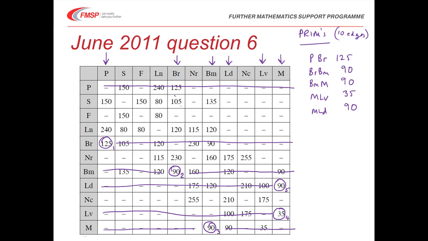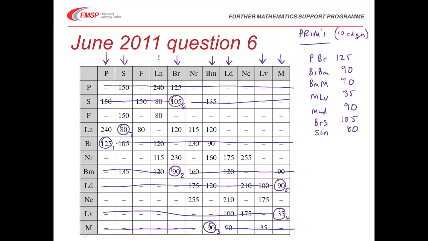No, that 105 is going to be my 6th choice, BR to S, 105. That connects me to S. In comes S, out goes row S. And again, choose from any of the columns. And in the S column there's a nice small number. That one is going to be my 7th choice, and that's S to LN, 80.